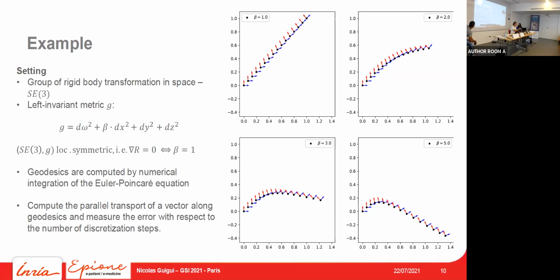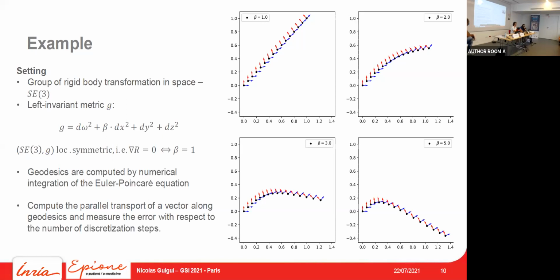of the rotation group and the translations, whose geodesics are the ones on the upper left plot. And so there are straight lines and constant velocity rotations. And this space is locally symmetric. But if beta is different from 1, then we lose the symmetry of the space, and the geodesics are different because there is a direction that is favored.